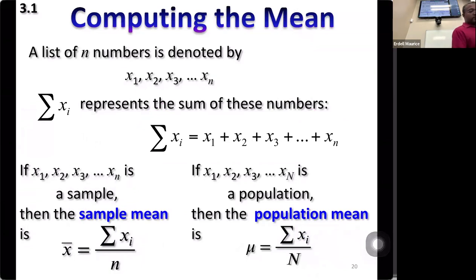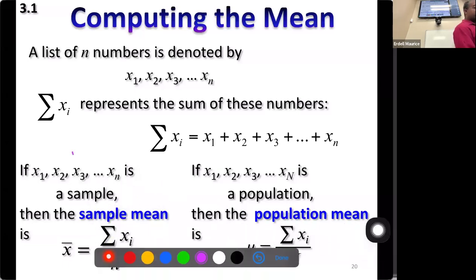When you have a sample, we use lowercase n. In the example I talked about, n is 10 because I had 10 students come to my class. When you're talking about a population, you use capital N. And in this example, capital N is going to be 25 because there are 25 students in the class. But that's just notation, because, like we said, it's important to be able to distinguish between the sample and the population.